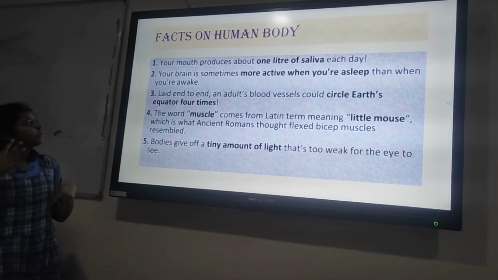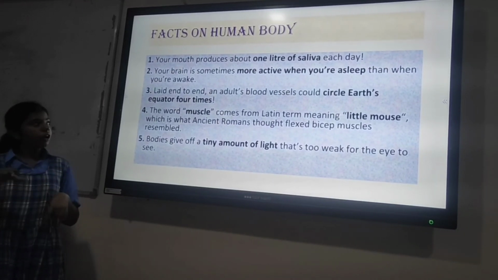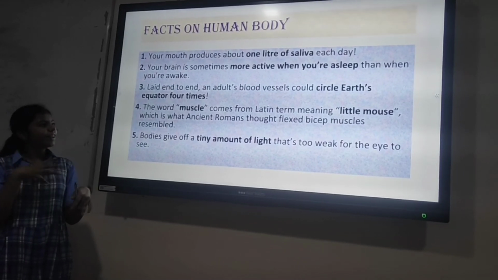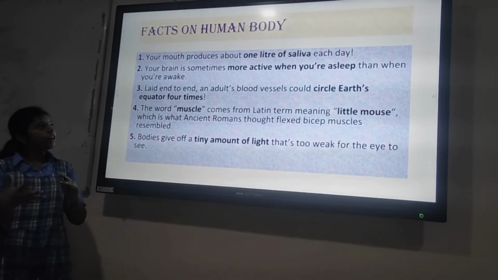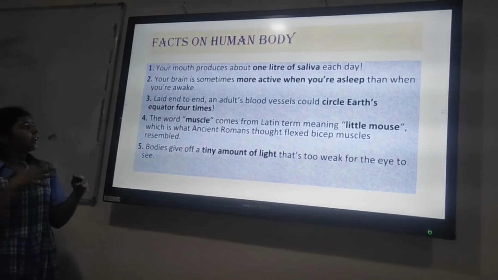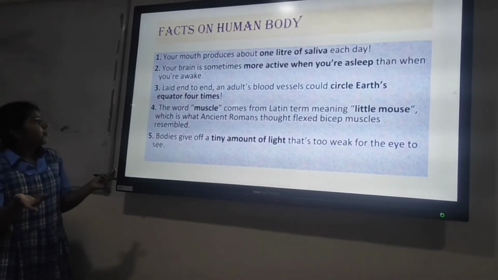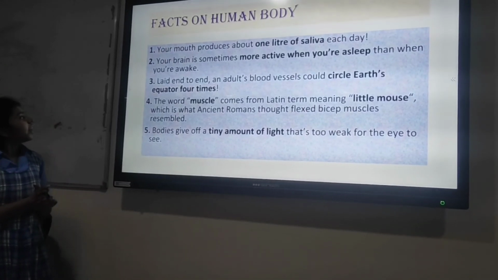And sometimes the brain is more active when you're asleep than when you're awake. I think that's why your dreams are more creative than the things you do awake. So maybe your brain is more active when you're asleep.